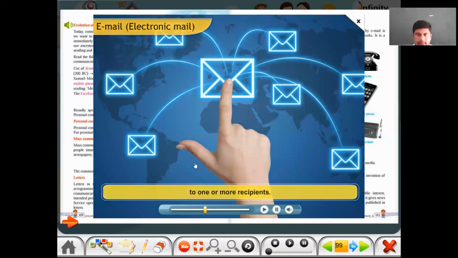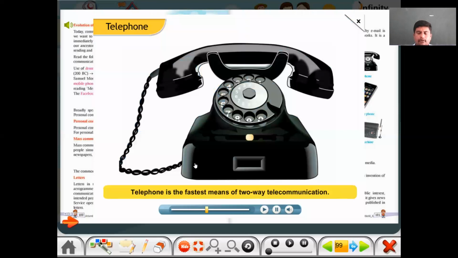Telephone. Telephone is the fastest means of two-way telecommunication. We can talk on the phone with people in far-off cities or even in different countries through STD, subscriber trunk dialing, and ISD, international subscriber dialing facilities. Now, telephone services are better and cheaper than before.